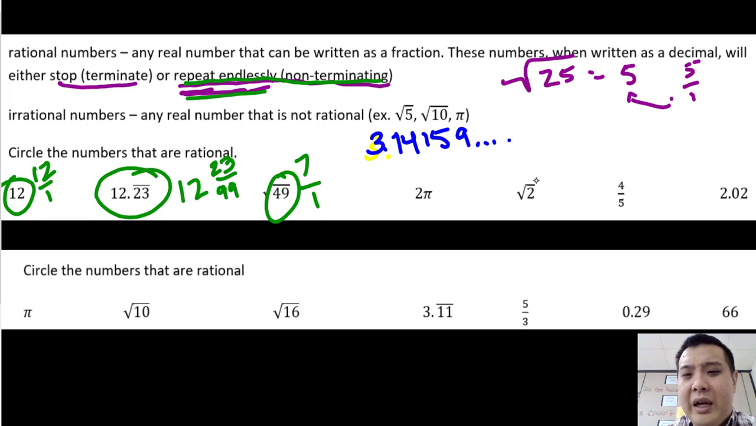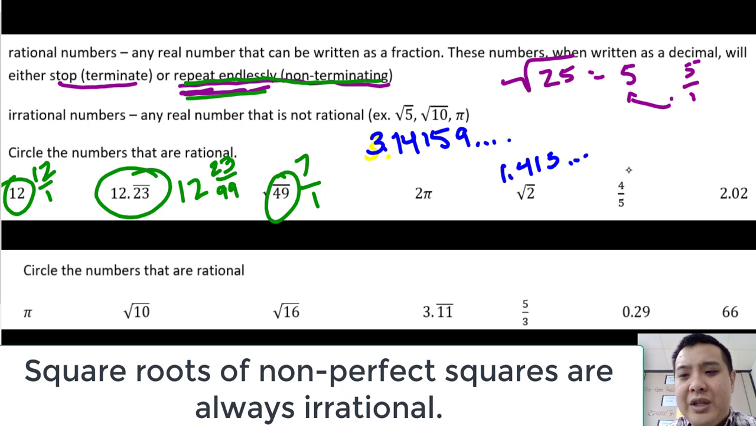Square root of 2. 2 is not a perfect square, so this is also irrational, meaning that it is a number like 1.413, something like that. It goes on and on and on forever, but does not repeat. So that is irrational.